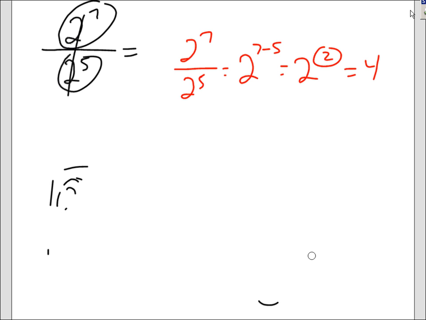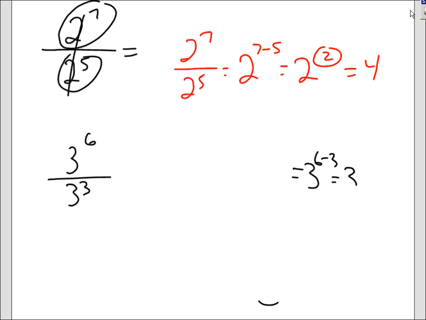You certainly can do that. It wouldn't be wrong. But when the numbers get really big, you don't want to do problems like that. If you have 3 to the 6 divided by 3 to the 3, I claim this is going to be 3 to the 6 minus 3, which is 3 cubed, which means 3 times 3, 9 times 3, 27.